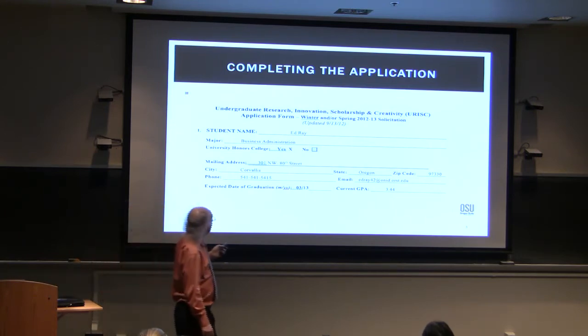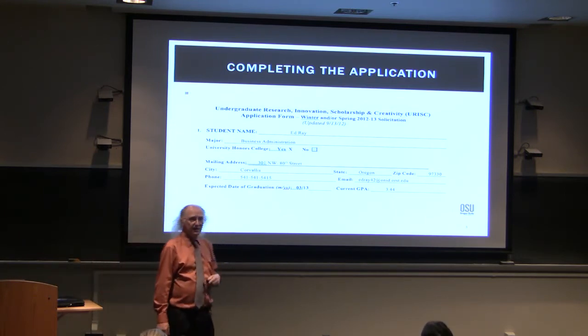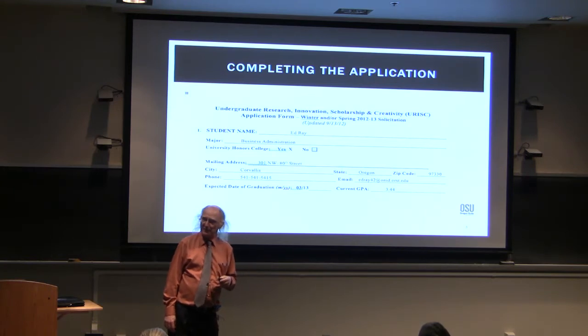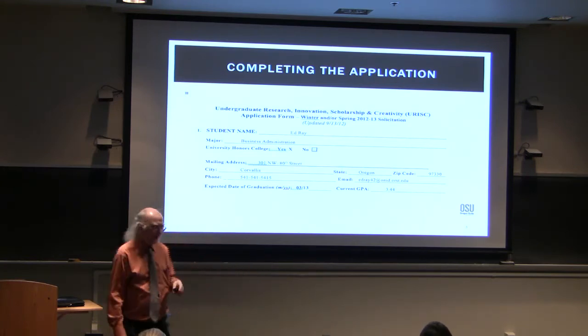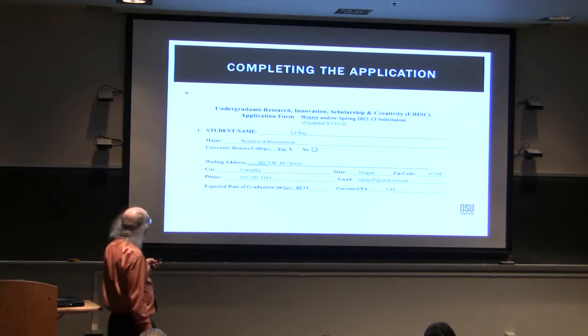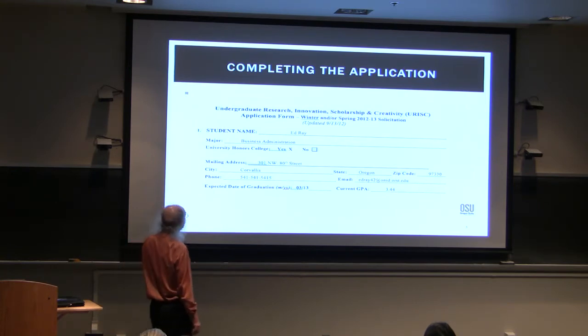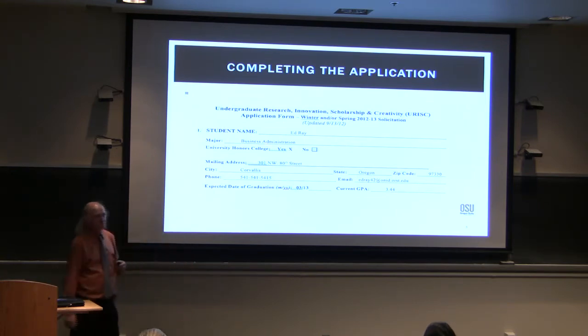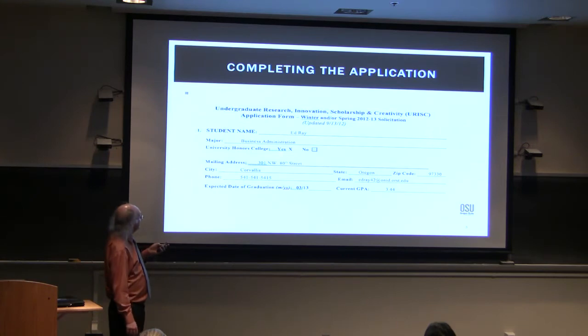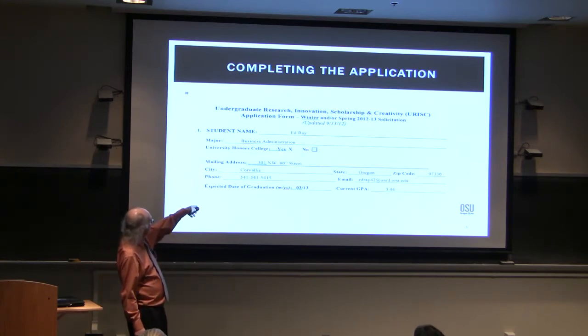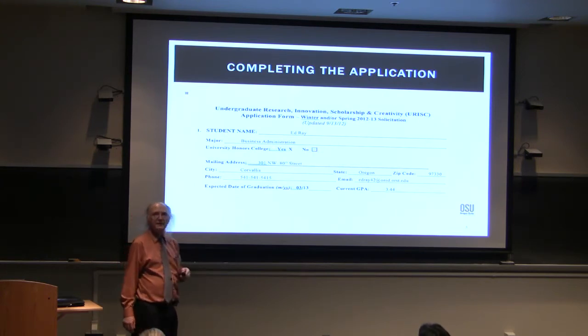So I decided our president would be a good person to use as an example applying for a URISC. Ed's a great guy anyway, so I think he would enjoy this. Student name, Ed Ray, and his major is business administration. He's a member of the Honors College. You'll notice when you get to the form that it has little gray boxes. I couldn't get the X to go inside the box, so just do what I did.